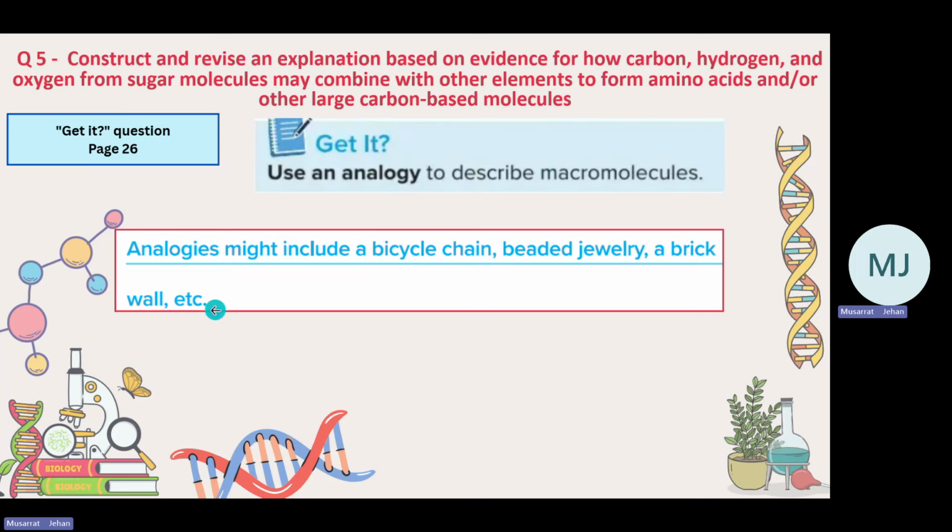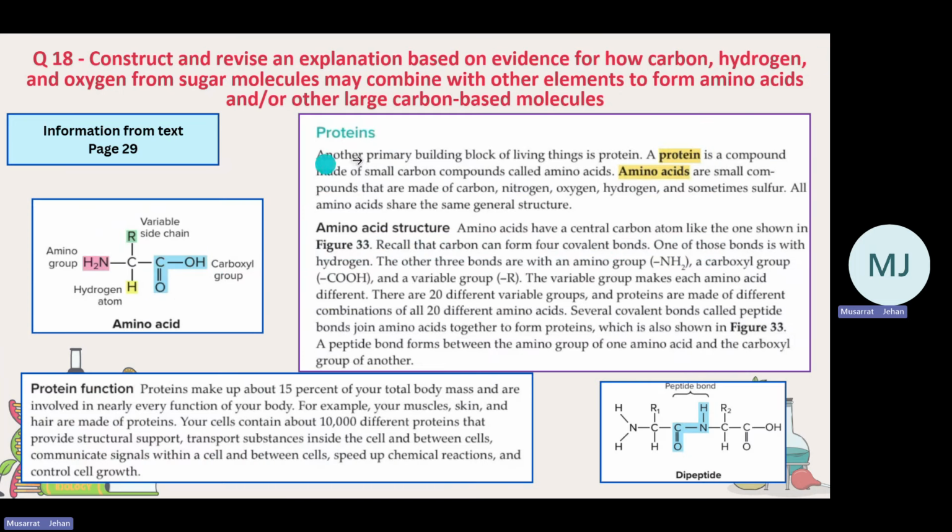Next, they want you to know more about proteins. Information from text page number 29. What are proteins? Protein is a compound made up of small carbon compounds called amino acids. So the monomer is amino acid.